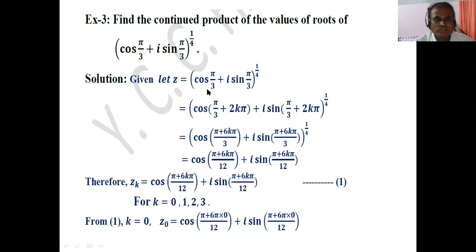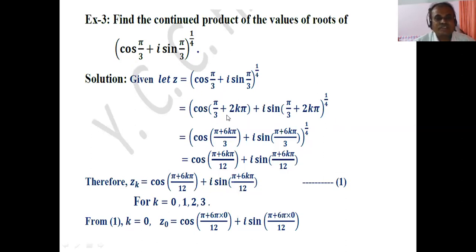Now this denotes only one value of the complex number. We generalize this formula by adding 2kπ to each angle. Therefore the generalized formula is equal to cos of (π/3 + 2kπ) + i sin of (π/3 + 2kπ), all to the power 1/4. Now we simplify this.